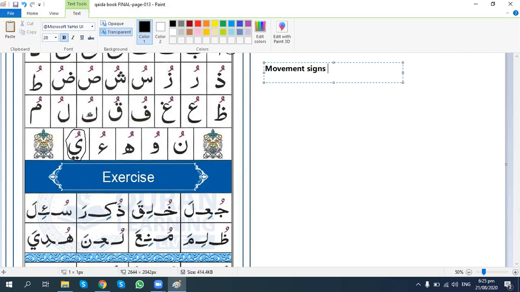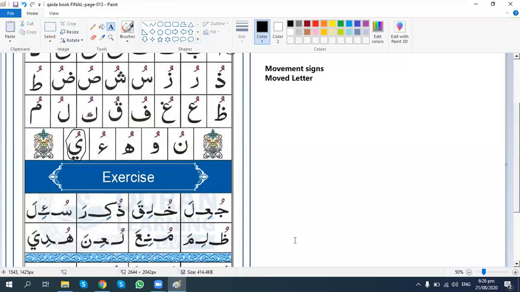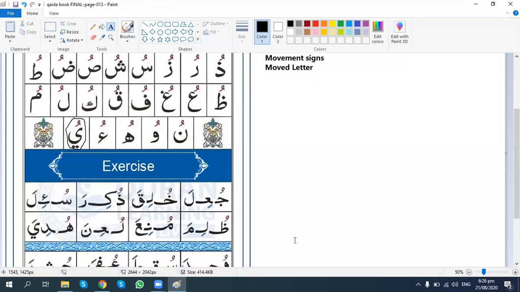So here you can tell your student that Fatha, Kasra, and Dhamma we call movement signs, and whenever any letter has a movement sign, we call that letter a moved letter. Got it? Moved letter. So you should tell your students this when you finish the Dhamma lesson. After that you will start the exercise, and you know what you should do in the exercise. In the exercise your student will tell you everything.